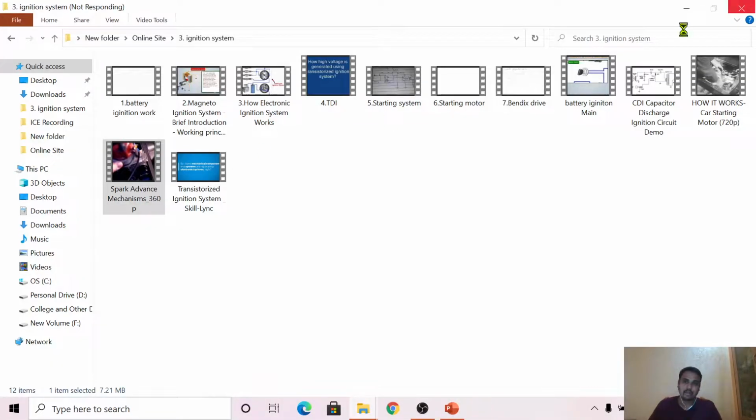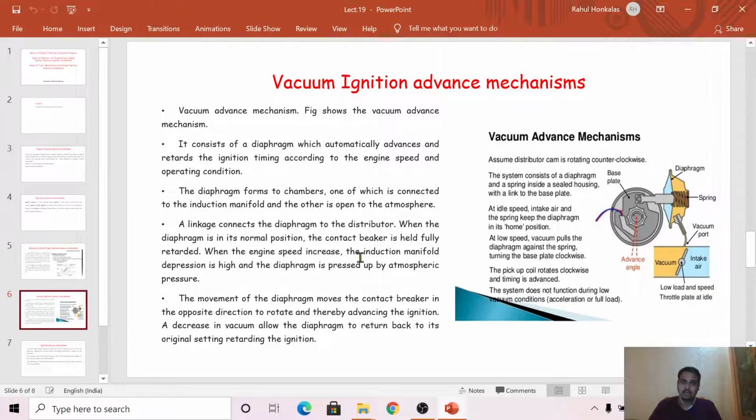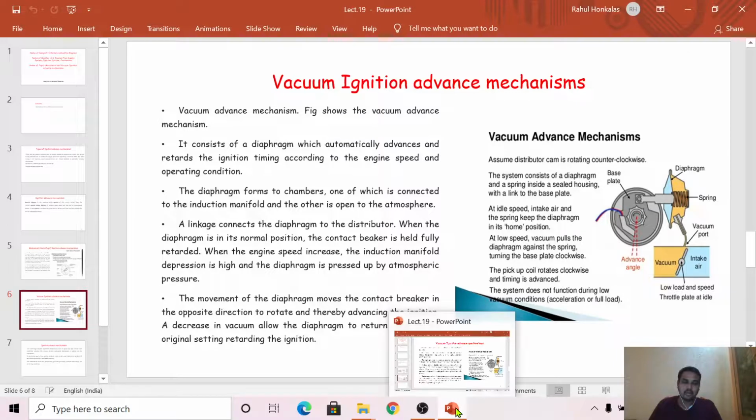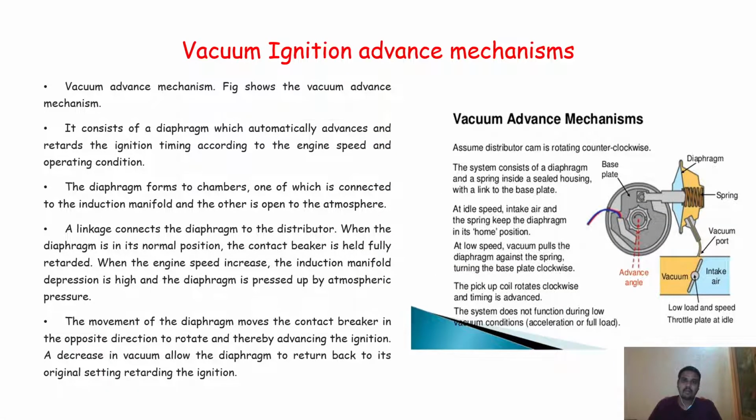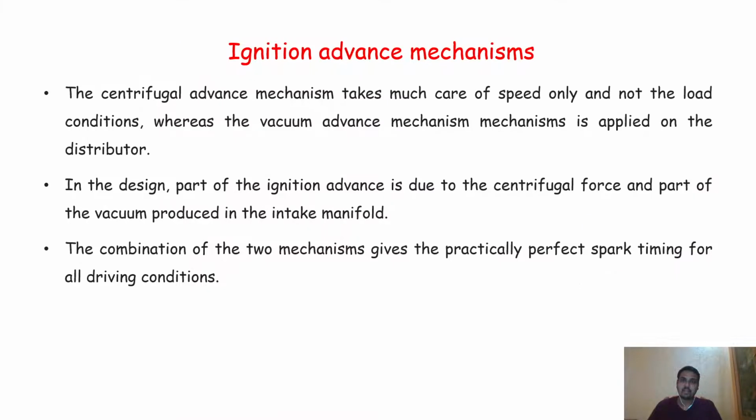So I hope you understood the things clearly with the help of the video. With the help of this video, we could understand the working principle of the centrifugal type of ignition advance mechanism and the vacuum ignition advance mechanism. So finally, we can summarize this.